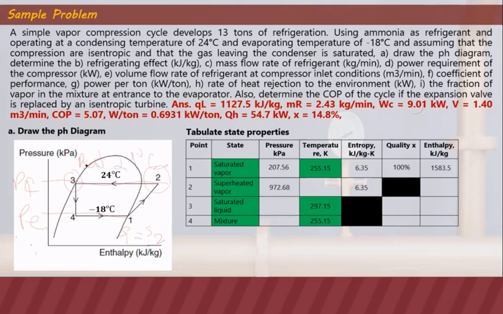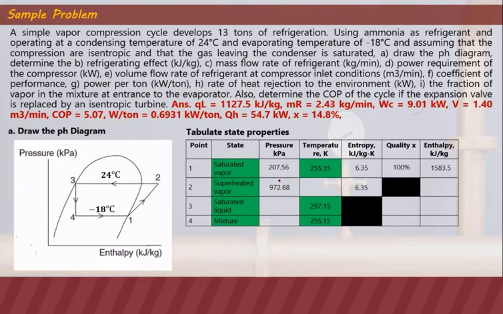So the saturation pressure at 24 degrees Celsius for ammonia is 972.68. So now we know the pressure at point 2. Again, the pressure at point 2, since this is a constant pressure line here, is the same, 972.68. So now we know that if we know two properties as well as the state, then we can get its other properties.